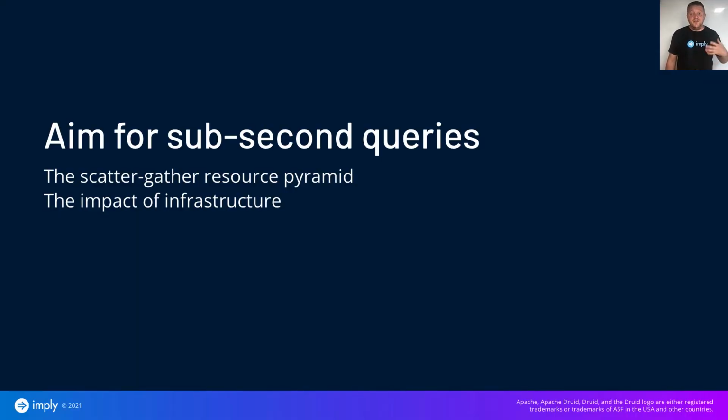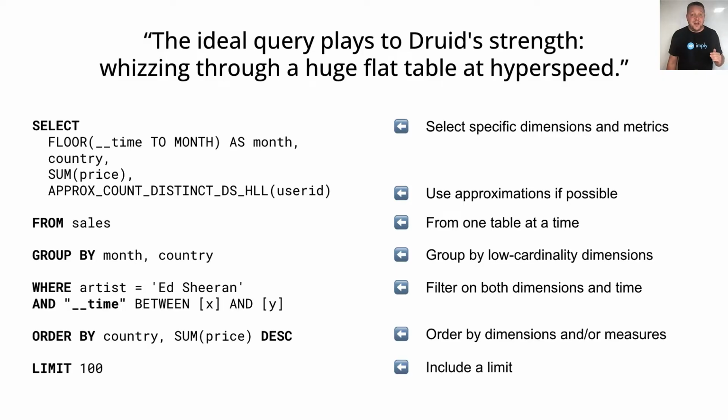In this talk, I'm going to relate some information about how Druid actually executes queries in its scatter-gather mode. This bit of theory will explain how queries utilise the resources that you provide in a Druid cluster and what the perfect shape for a query using this engine is. But then we'll look at how changes in infrastructure can help make a difference. Or not. So let's get going.